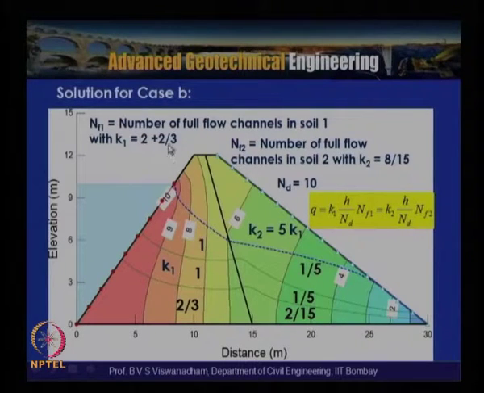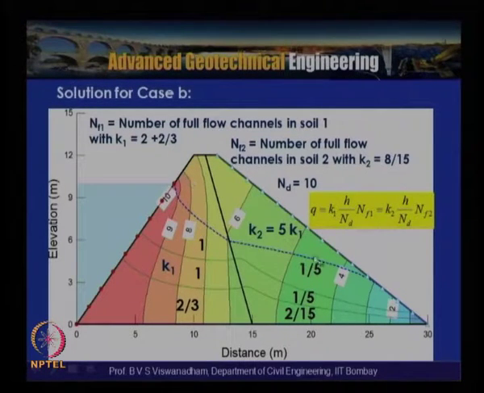So 2 plus 2 by 3, that is 2.67, are the number of full flow channels in soil 1. Similarly here, B2 by L2 is equal to 1 by 5 by virtue of K2 being equal to 5 K1. So this 1 will be reduced by 1 by 5 and this is also reduced by 1 by 5, and this 2 by 3 into 1 by 5 becomes 2 by 15. So the summation of 1 by 5 plus 1 by 5 plus 2 by 15, the number of full flow channels in soil 2 with K2, is 8 by 15.